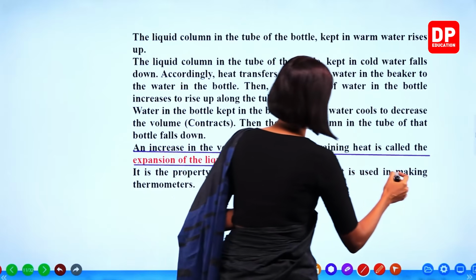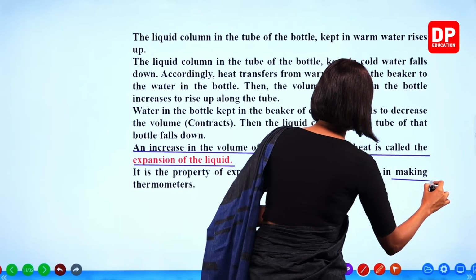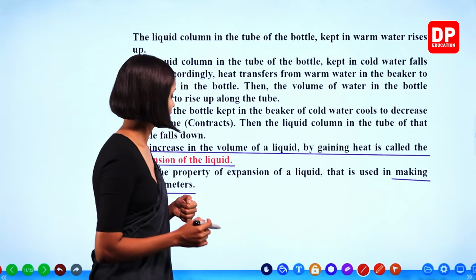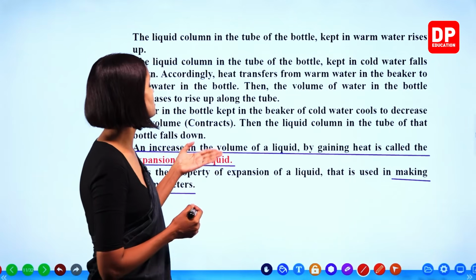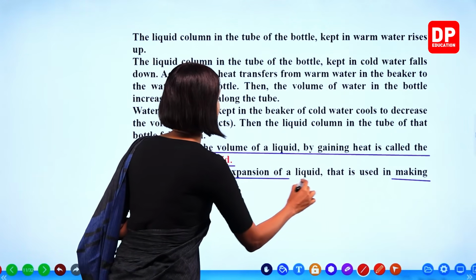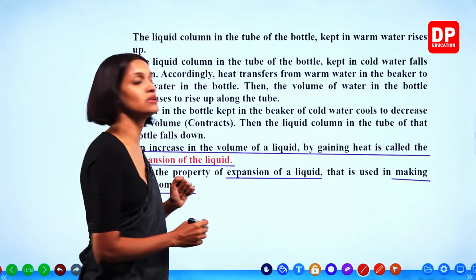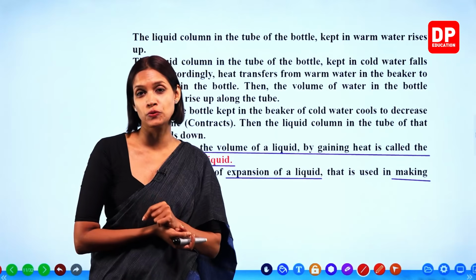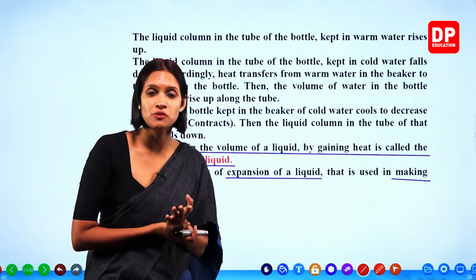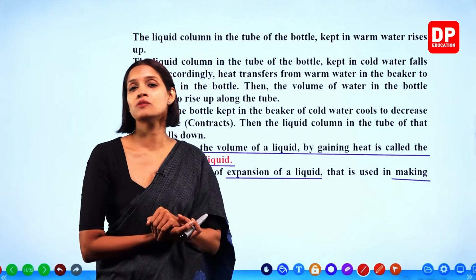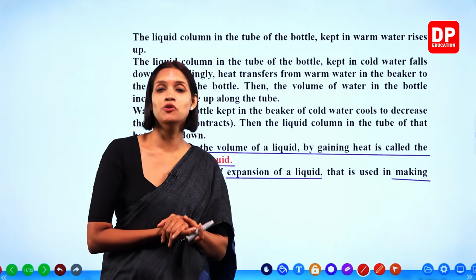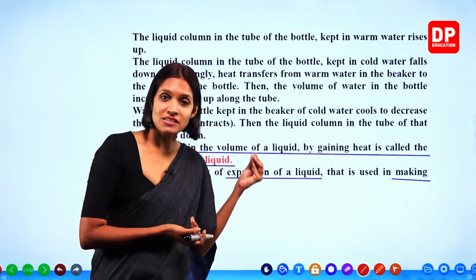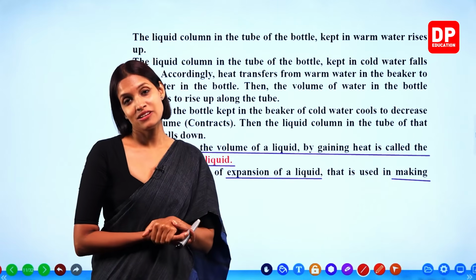This property of expansion is used in making thermometers. Right, children? It is the property of expansion of a liquid that is used in making thermometers, because when we make thermometers, a liquid is used. In bulb thermometers, we are going to learn about the bulb thermometers, a liquid is used to fill the bulb. This liquid expands and we can get the reading.